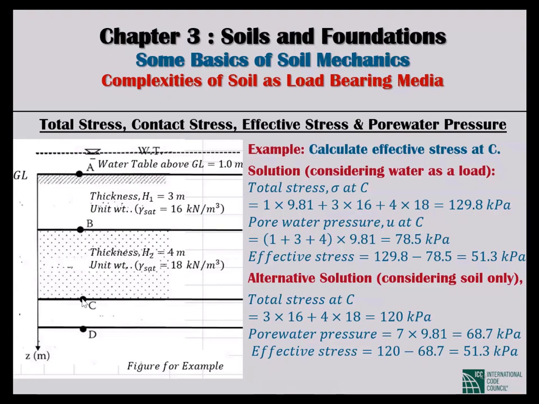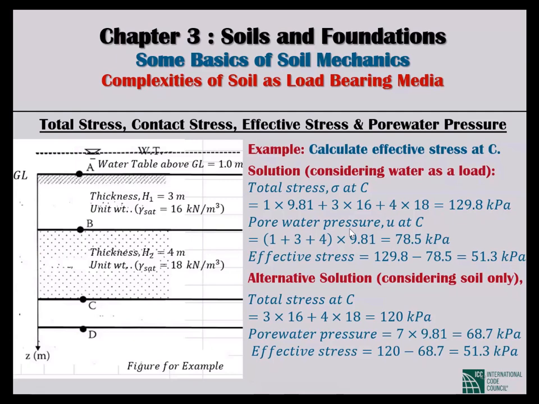So what to do? For example, you consider this level, and above this there is all soil and water. So if you consider all the weights, that could represent the total stress. So total stress would be equal to 1 meter into 9.81, gamma W into H, where 9.81 is the unit weight of water. Then 3 meter into 16, this is the unit weight of the soil. And this is 4 into 18. So the total stress is 129.8.